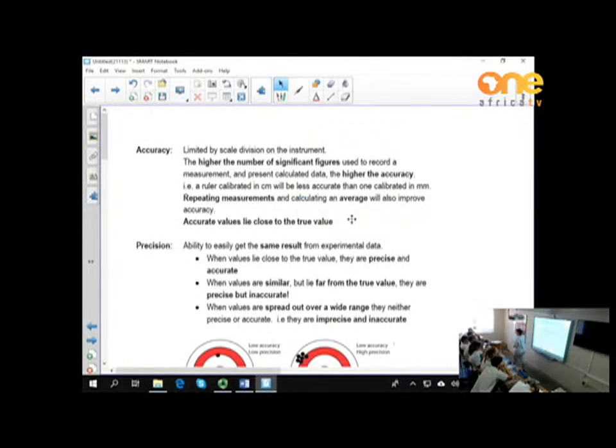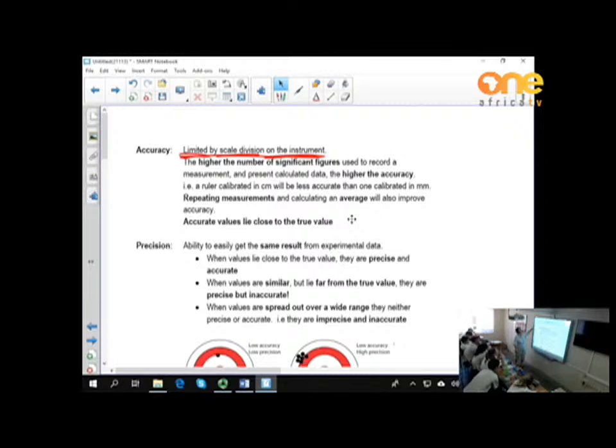Okay, accuracy. The accuracy is limited by the scale division on the instrument. You can never be more accurate than the instrument. The higher the number of significant figures used, the higher the accuracy. If I want to measure the diameter of a pipe for precision engineering, if I need to make a fitting, I will use a specialized tool, not just a ruler. We get specialized tools that have a finer scale division to make it more accurate, and we will have a look at them in a while.